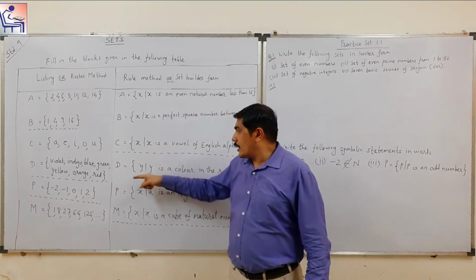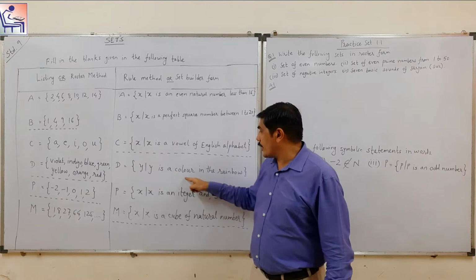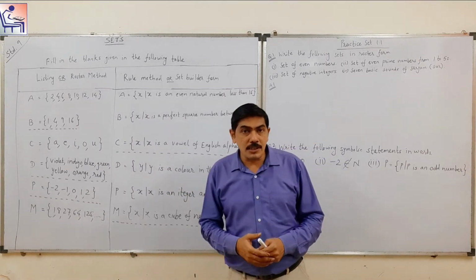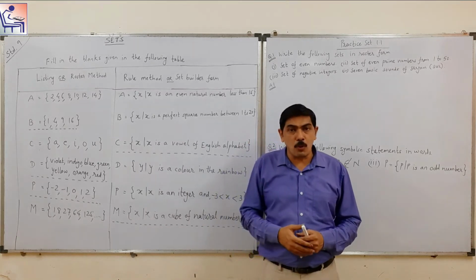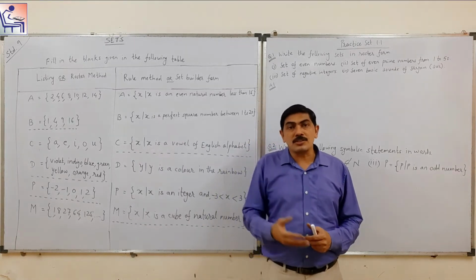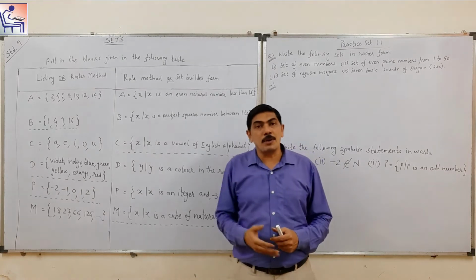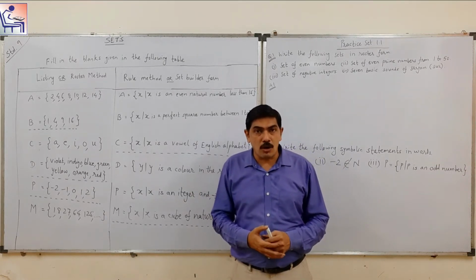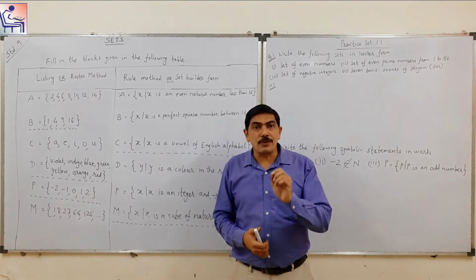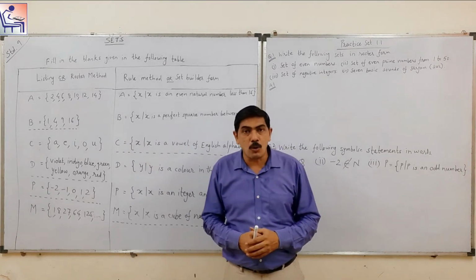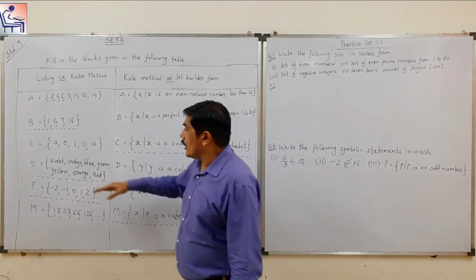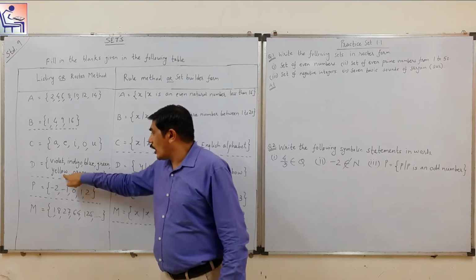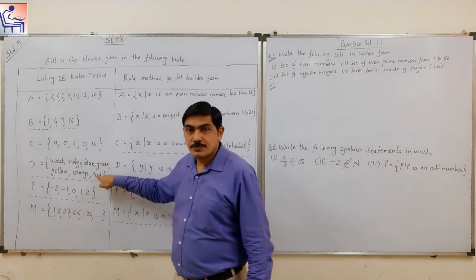Then D. D is a set of all Y such that Y is a color in the rainbow. यहाँ पे हमें दिया गया है color in the rainbow. So all of you know that there are 7 colors, and how to remember? VIBGYOR, that is a Vibgyor. These are the first letter of each and every color of rainbow. So here we can write D is equal to violet, indigo, blue, green, yellow, orange, red.